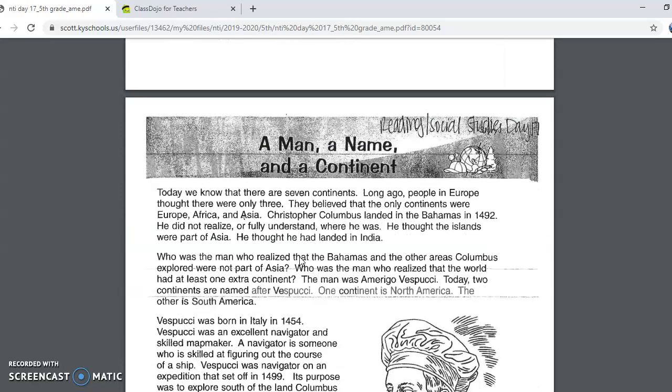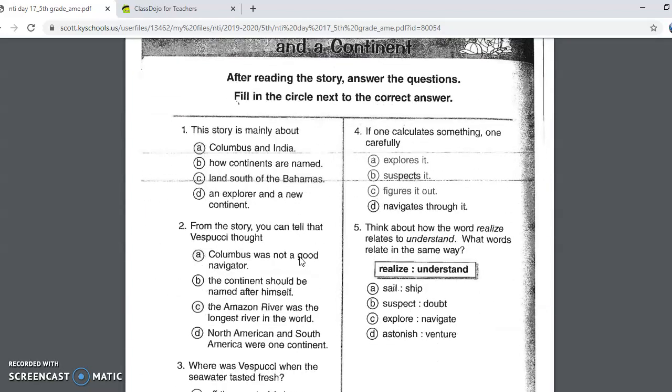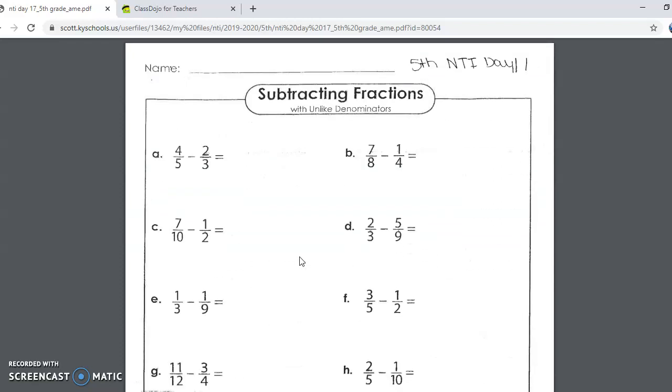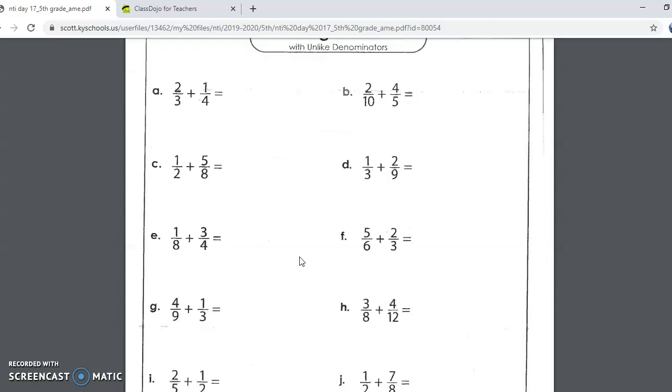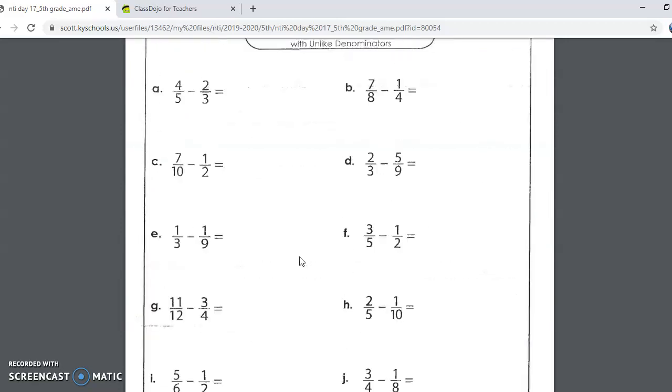For reading and social studies, your passage today is "A Man, a Name, and a Continent." And then, like normal, you have your questions. And then you come to math. Math today is subtracting fractions with unlike denominators as well as adding fractions with unlike denominators.